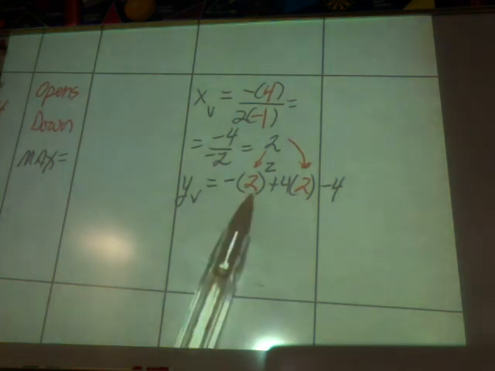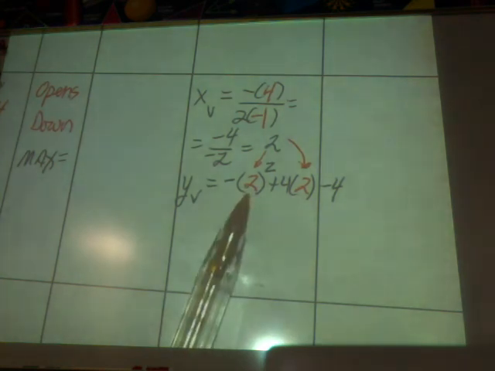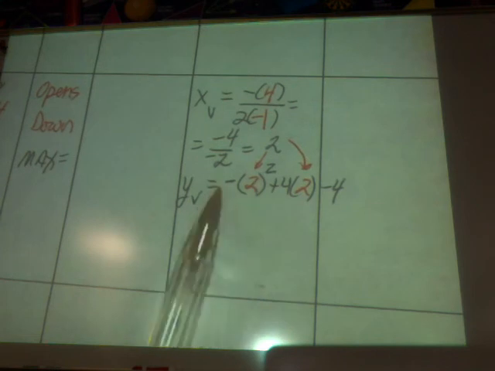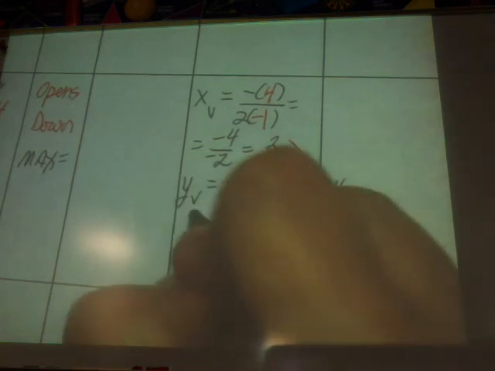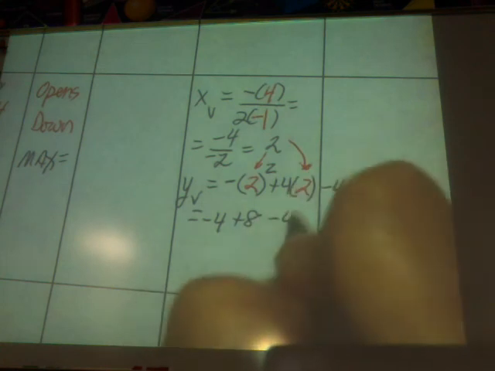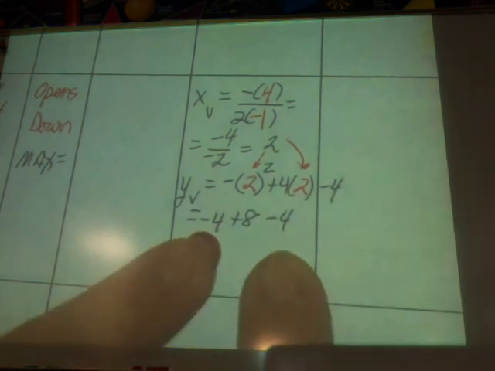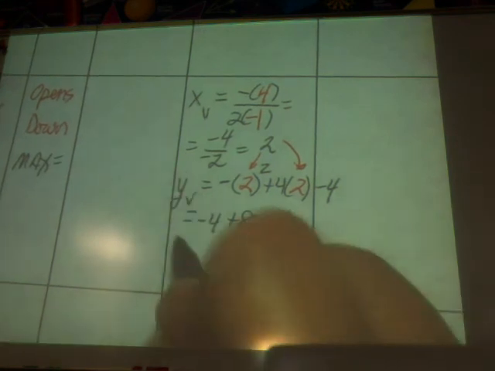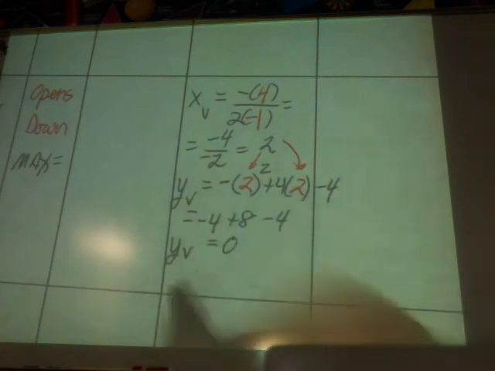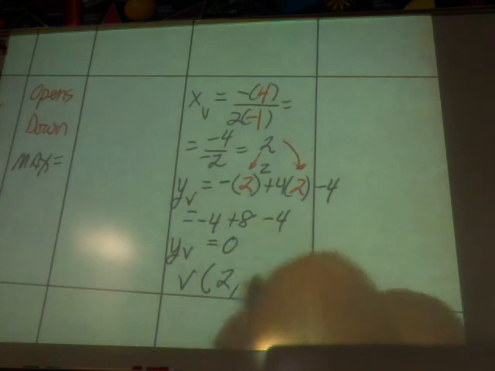When you square this, what whole value will you have for this? Negative 4, right? Because 2 squared is 4 times the negative. So I get negative 4 plus 8 minus 4. If I were you, I would add the negatives first. So negative 4 and negative 4 is negative 8. What's negative 8 and positive 8? 0. So the y value of the vertex is 0. So our vertex is 2, 0.